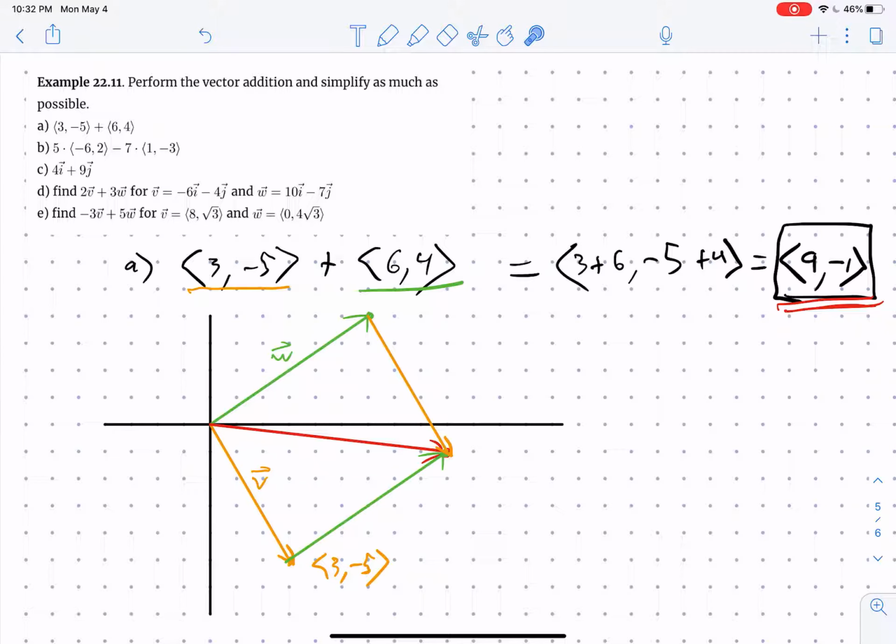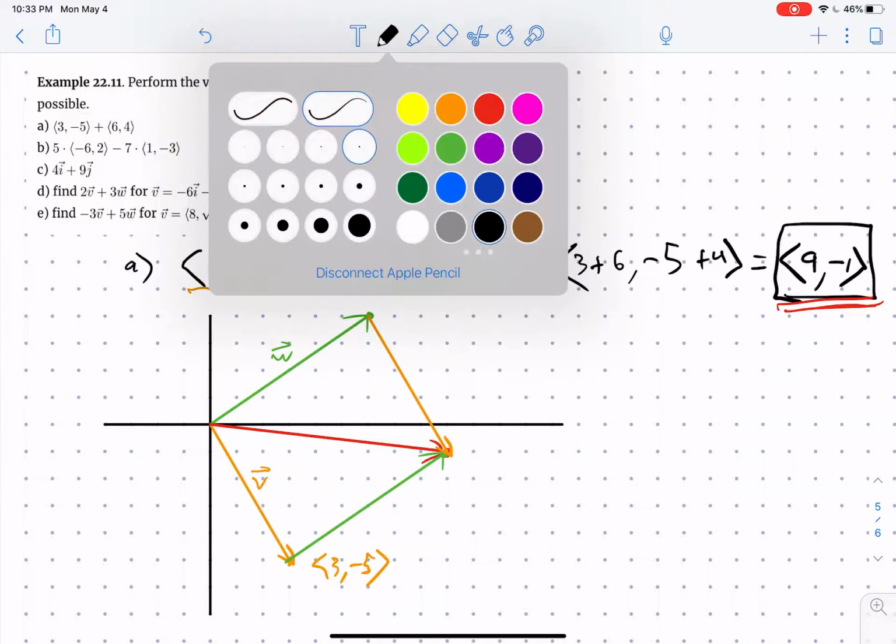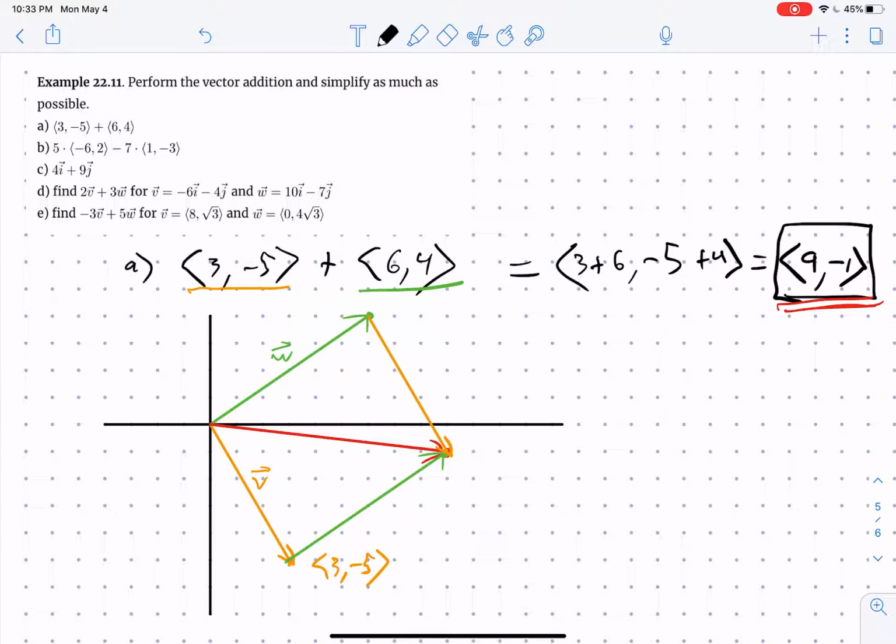As far as the answer, the solution to this problem, it is simply what we wrote before. It's 9, negative 1. That's it for this. Go ahead, try adding the remaining B, C, D, and E, and then we'll go ahead and do them together.